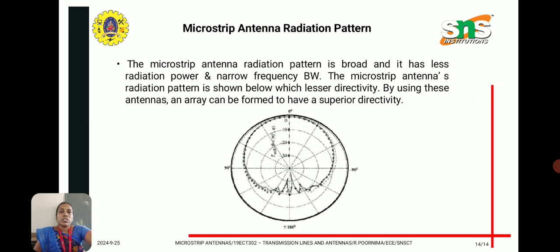So this is the microstrip antenna radiation pattern. The radiation pattern is broad, with less radiation power and narrow frequency bandwidth. By using these microstrip antennas, an array can be formed to have a superior directivity.